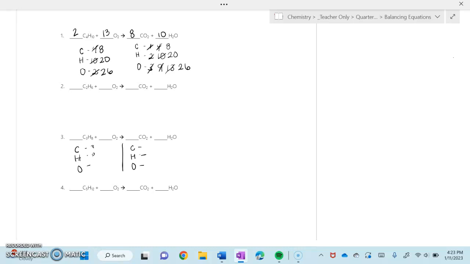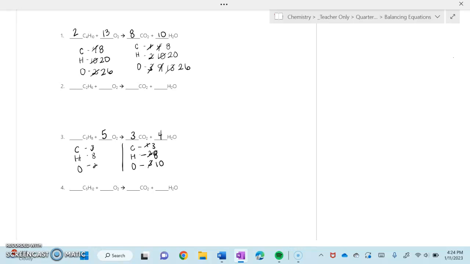Count your atoms. And then start balancing carbon and hydrogen first. So that makes 3, 4. And then my oxygens, looks like 6 and 4 is 10. So this time we have an even number of oxygens. So this will end up working out nicely.